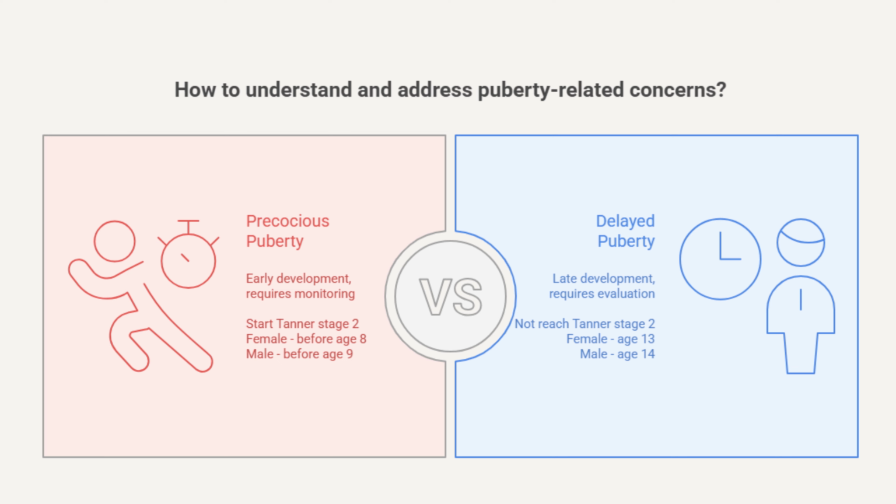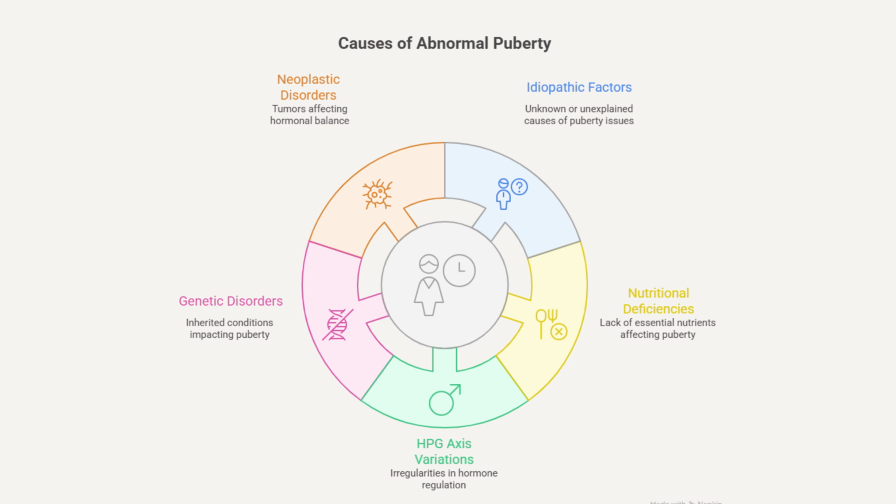Delayed puberty is considered when females have not reached Tanner stage 2 breast development, thelarche, by age 13, or when males have not reached Tanner stage 2 testicular enlargement, gonadarche, by age 14. Potential causes of abnormal pubertal timing or progression include idiopathic factors, nutritional deficiencies, variations in hypothalamic pituitary gonadal (HPG) axis function, as well as genetic or neoplastic disorders.